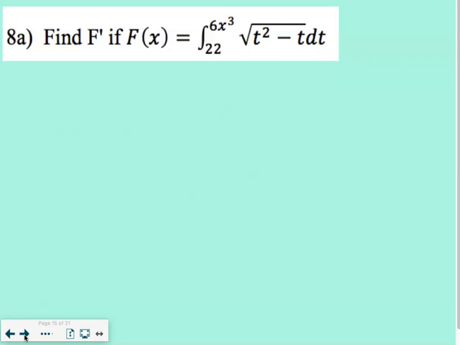This function has an antiderivative, but it requires a concept called trig substitution, which you have not learned yet, so you can't anti-differentiate it. Don't even try.